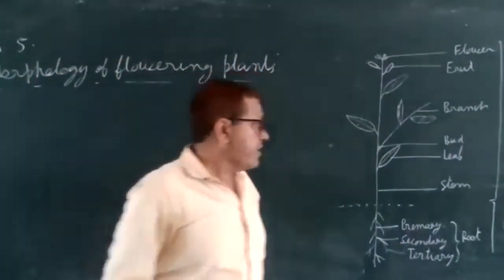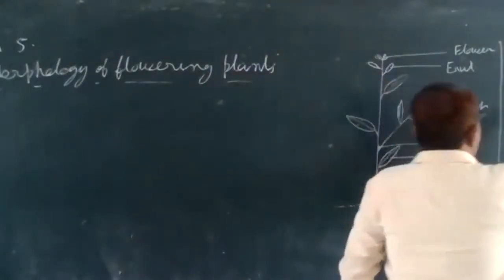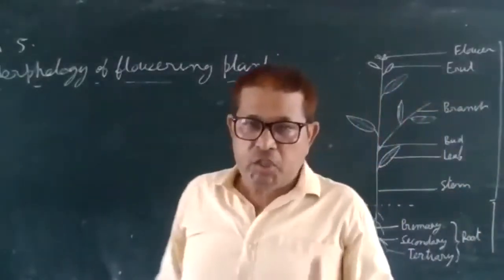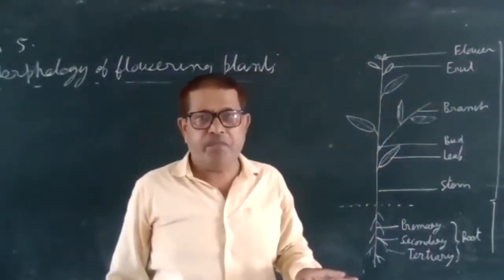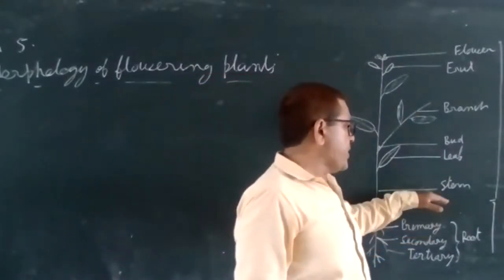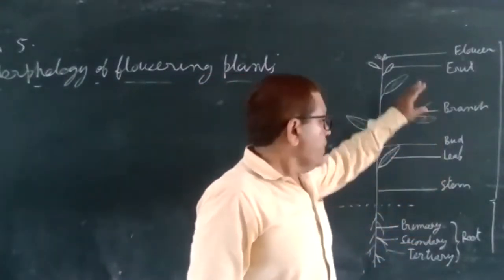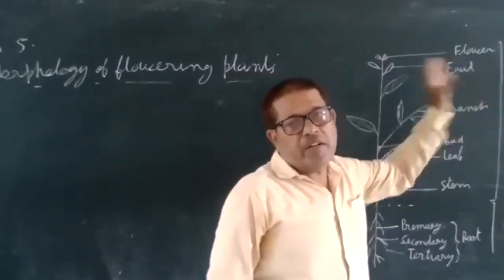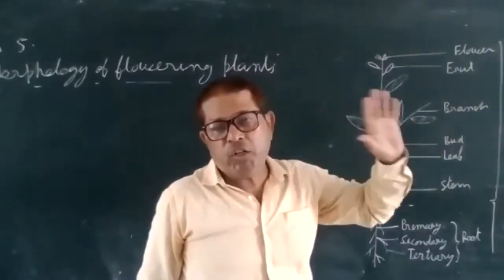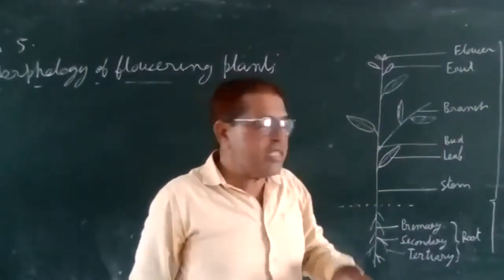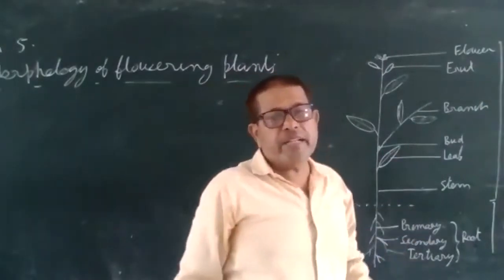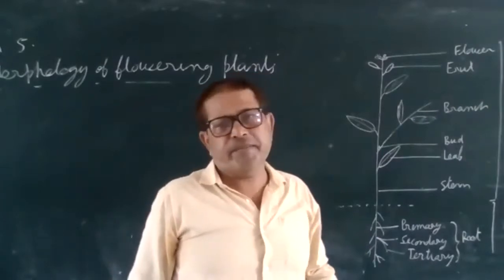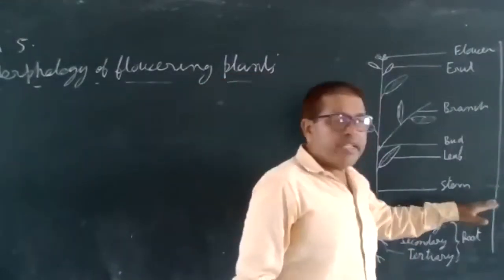So parts of a plant consist of two systems. One is the shoot system and the other is the root system. The shoot system includes stem, leaf, bud, branch, and the flower. While the root system consists of different types of root: primary root, secondary root, tertiary root.